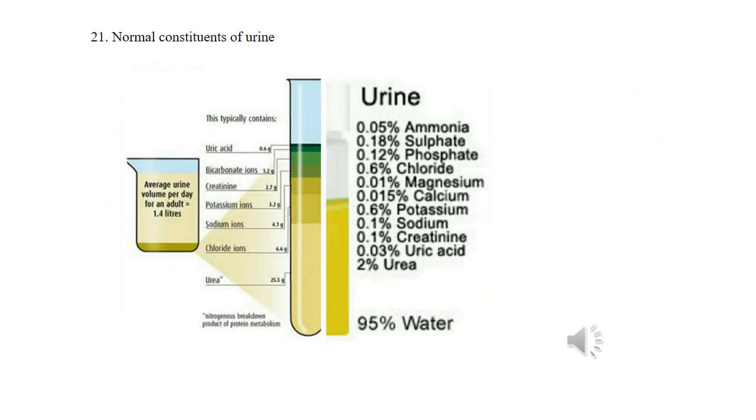Question 21. Normal constituents of urine. Answer: urea, 9.3 grams per dl. Creatinine, 0.670 grams per liter. Sodium, 1.17 grams per liter. Potassium, 0.750 grams per liter. Chloride, 1.87 grams per liter.